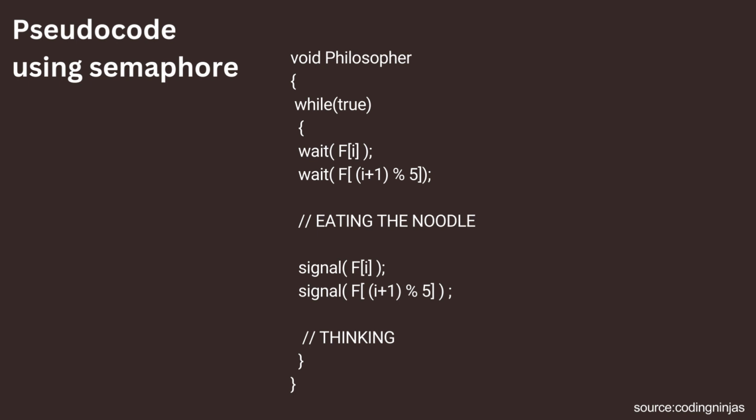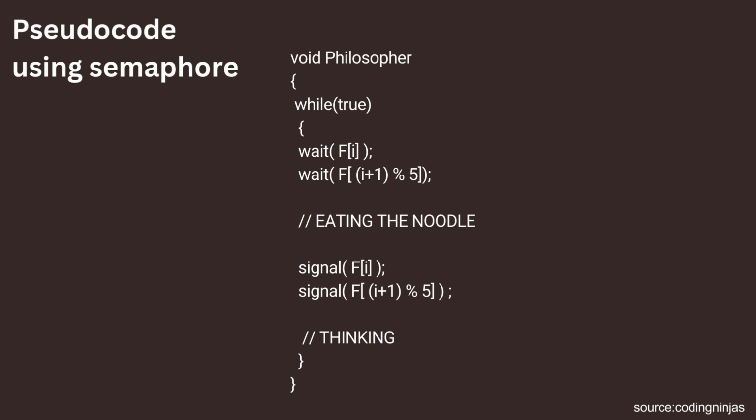Whenever a philosopher wants to eat, they need to pick the two adjacent forks. To pick a fork, the philosopher attempts to decrement the corresponding semaphore value. If the value of the semaphore is greater than 0, this will show the fork is available. Then the philosopher proceeds to pick that fork. Otherwise, if the value of the semaphore is 0, this will show the fork is currently being used by another philosopher. Then the philosopher waits until the fork becomes available.